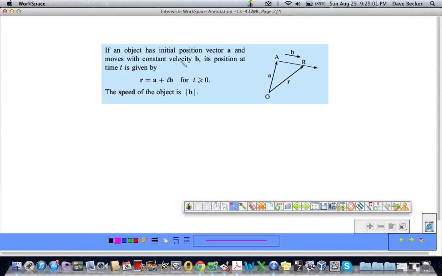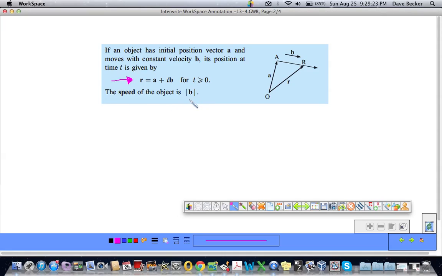If an object has initial position vector a and moves with a constant velocity b, its position at time t is given by r equals a plus tb. This, boys and girls, is still our general vector equation given to us on our wonderful formula sheet. Okay? The speed of the object is the magnitude of b.